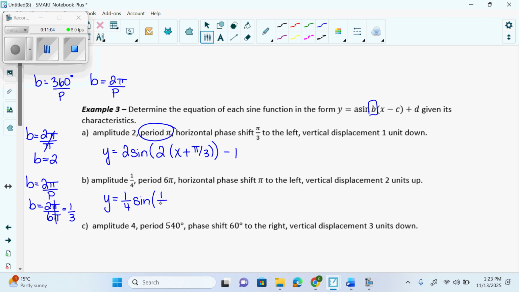If this is 1/3, my horizontal stretch would be 3. So 2 pi would be tripled. And then I get 6 pi, which makes sense. Then I need to go pi to the left. So I'm going to go x plus pi. And then a vertical displacement 2 up.